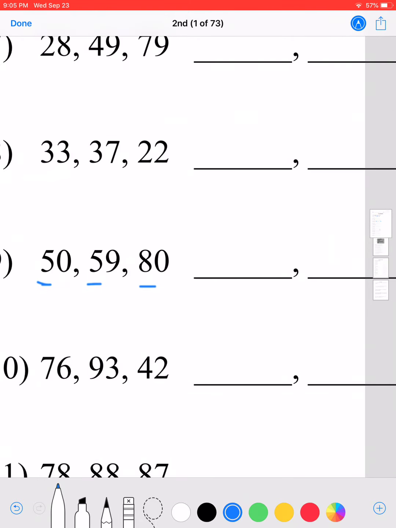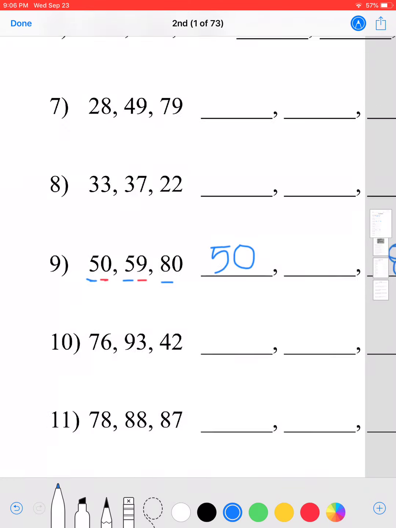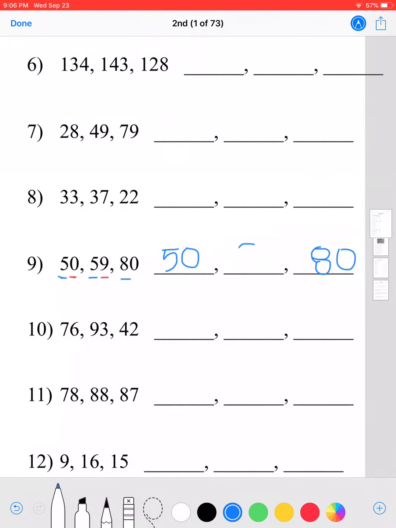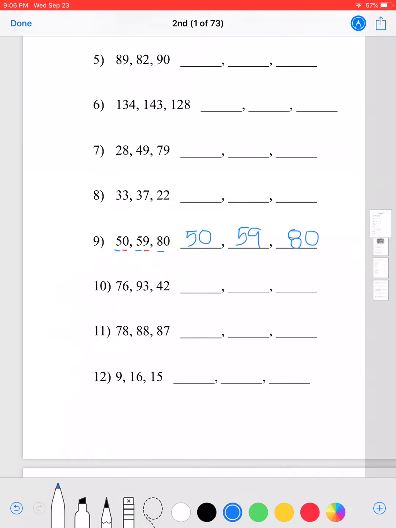Now we have 50 and 59, so these 5s are the same, so let's look at the next number. We have a 0 and a 9. We know that 0 comes before 9, and 0 is much smaller than 9. So the one with the 0, which is 50, will go here because it's smaller. And the one with the 9, 59, will go right here because it's bigger than 50, but smaller than 80.